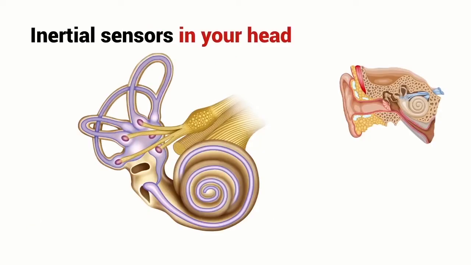Interestingly, there are biological equivalents of accelerometers and gyroscopes in our bodies. In each of our ears we have 2 accelerometers and 3 gyroscopes, which measure the motion of our body, and that's integrated with visual information in our brain to understand how we are moving with respect to the world.